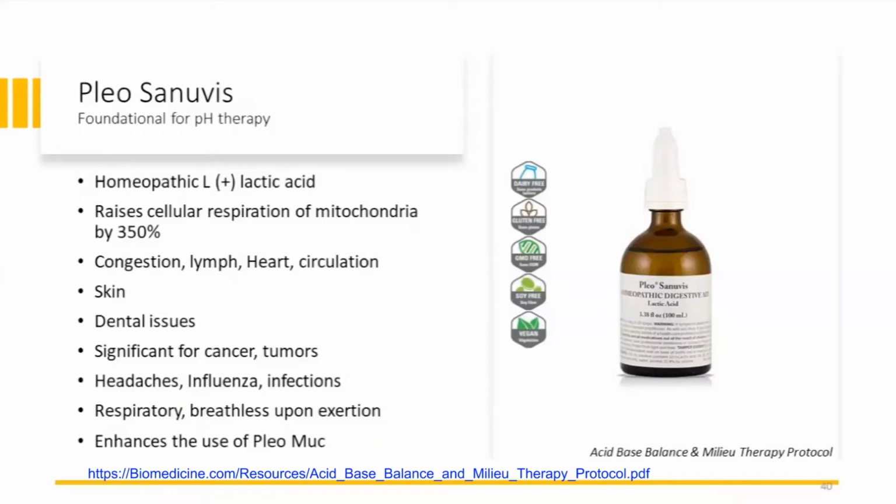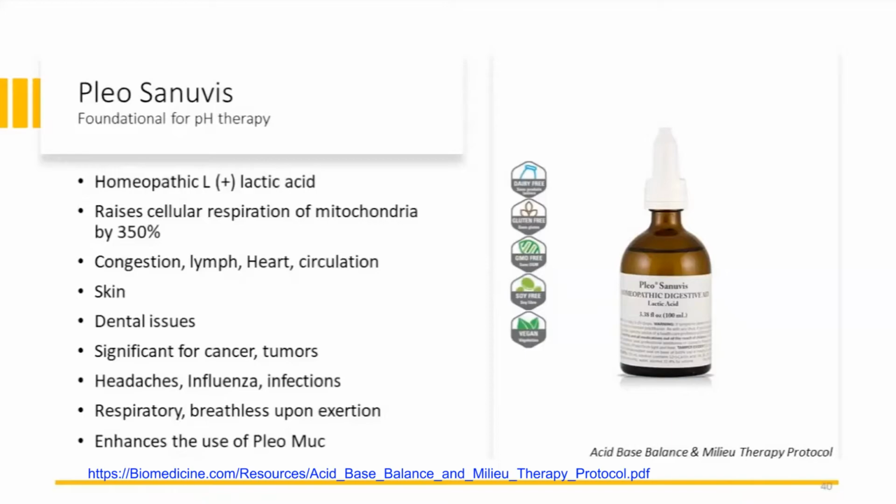Pleo sanuvis. I use a lot of Pleo sanuvis in my practice as well, and Pleo citro. So we see that this is a homeopathic lactic acid. I love this part. It raises the cellular respiration of mitochondria by 350%. Whoever knew, right?